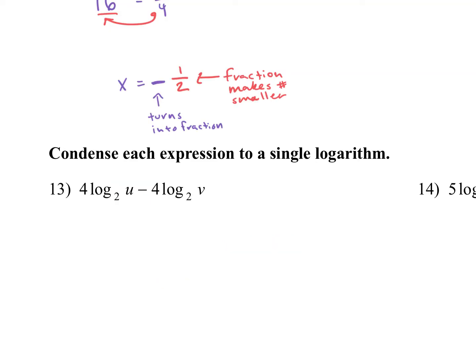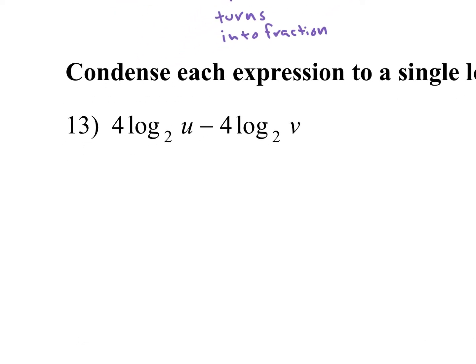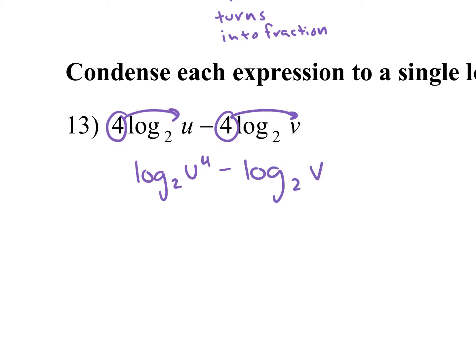All right, next we are condensing each expression to a single logarithm. So we want to combine. What's the first step I should do for number 13? Move any numbers out front up top. So I now have log base 2 of u to the 4th power minus log base 2 of v to the 4th power.